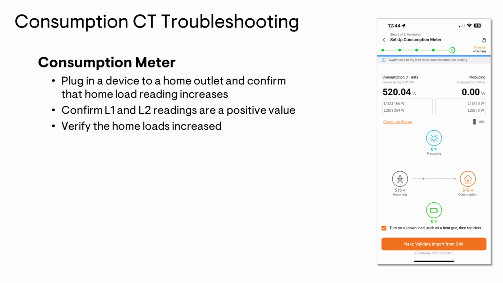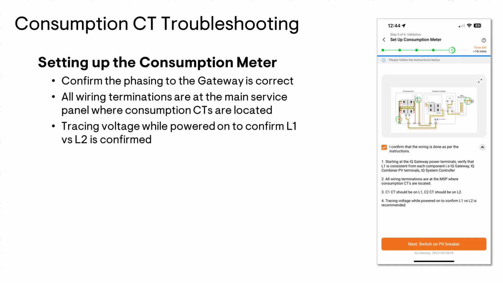Once you discover which CT is incorrect, go ahead and start troubleshooting with the sensor. If that's correct, move on to the CT secondary wires being connected to the gateway's terminal blocks. If those are correct, you may have a phasing issue at that point. Once you verify that the home load has gone up and everything's fine, you can then go ahead and continue to the next steps.